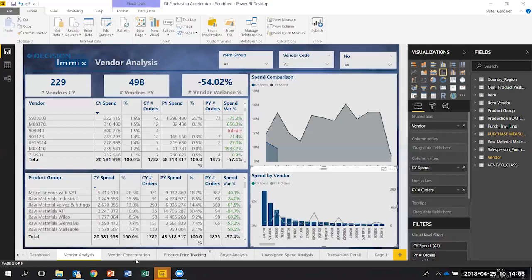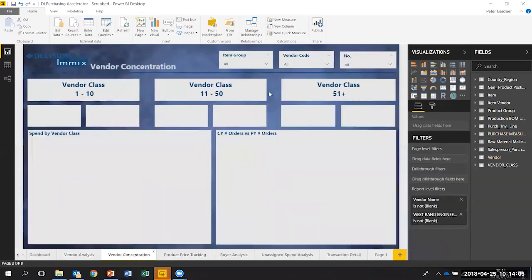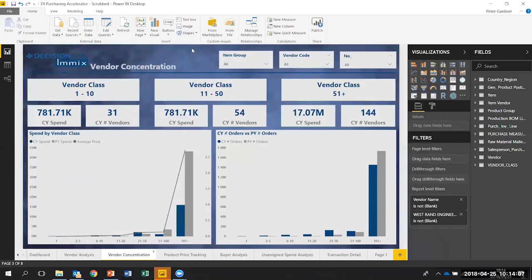If we go into our vendor concentration, this dashboard is showing you your share of spend versus how many transactions you've had with the vendor. Basically what you want to see on these graphs is that this should cascade up. You want to have contracts in place with certain vendors and make sure that you are procuring from those vendors that you have contracts in place with.